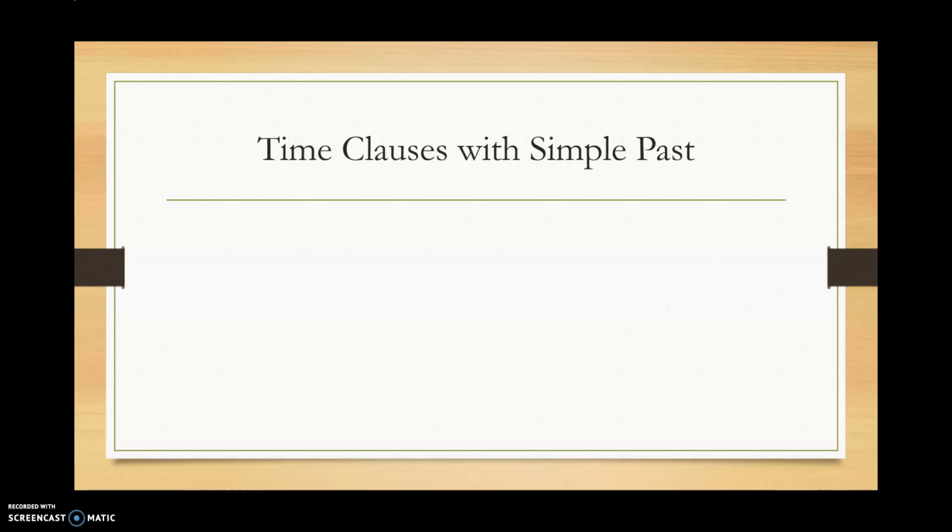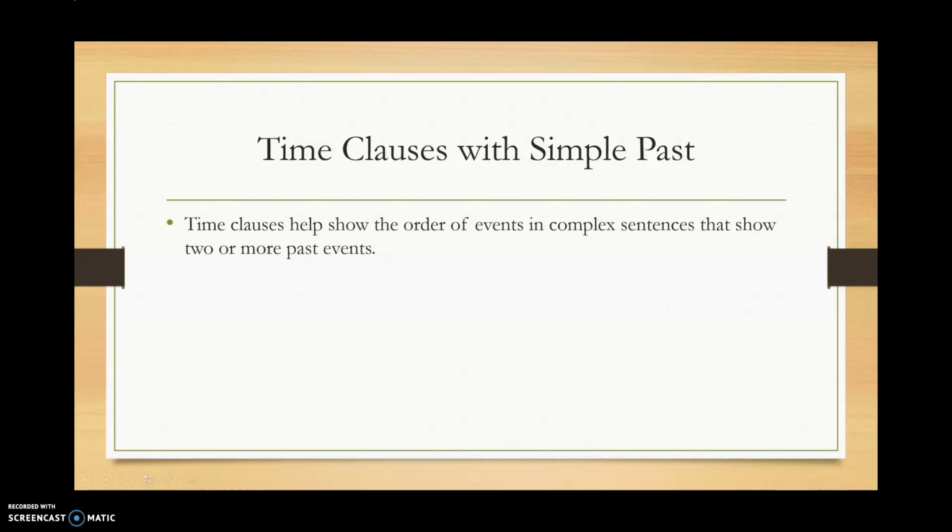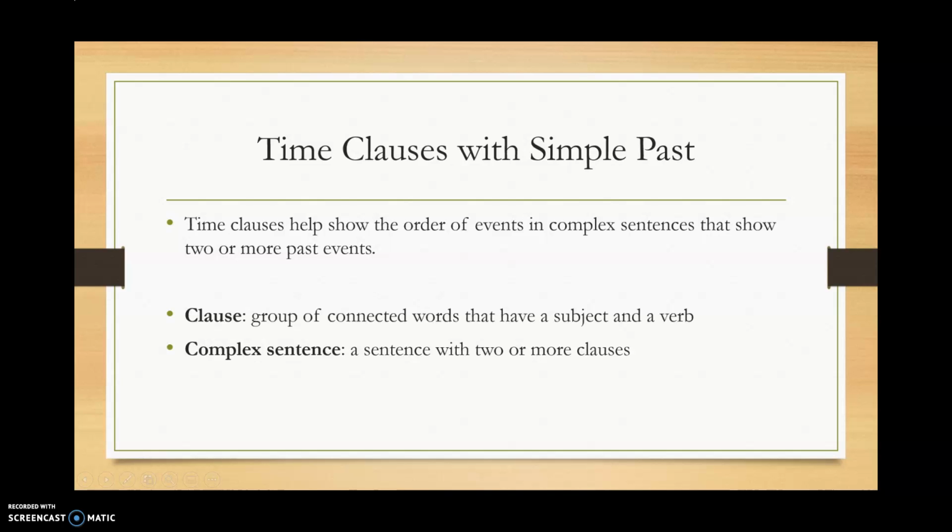Now let's move on to talking about time clauses with simple past and time clauses with past progressive. Time clauses help show the order of events in complex sentences that show two or more past events. And just a quick refresher, a clause is a group of connected words that have a subject and a verb.